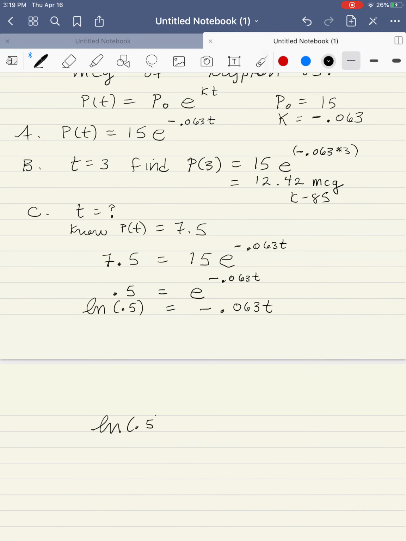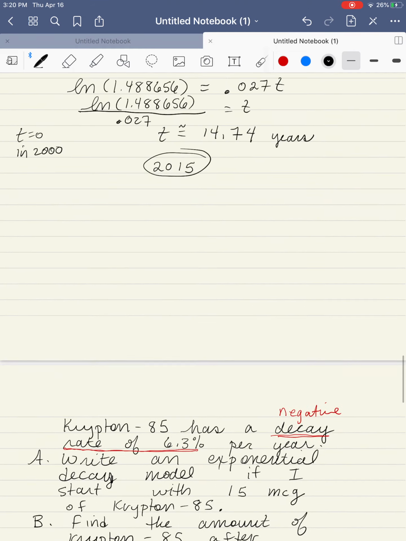It gives me the exponent because it's the same base. And then I can divide both sides by negative 0.063, and so t is approximately equal to the natural logarithm of 0.5 divided by negative 0.063, approximately equal to 11 years.